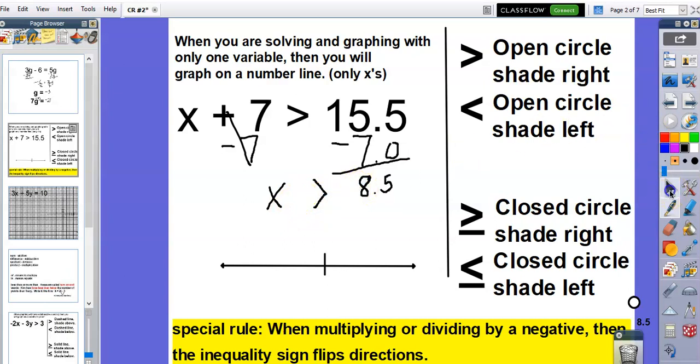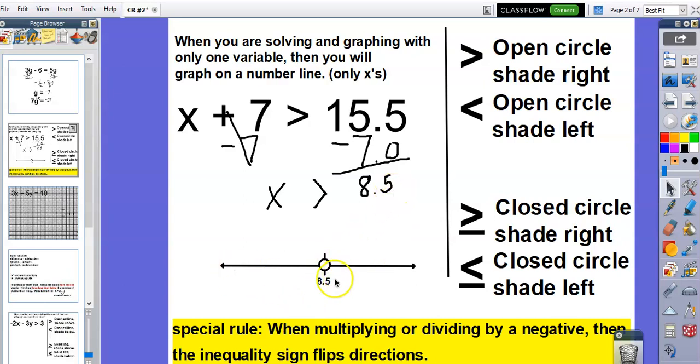It is time to graph. So because it says greater than, I'm going to go over here and look at these notes that have been made. Greater, open circle, shade to the right. So I'm going to take a circle and I'm going to put an open circle on it. If it were a closed circle, there would be a line underneath it and I would shade that. And I need to make sure it's on the 8.5.